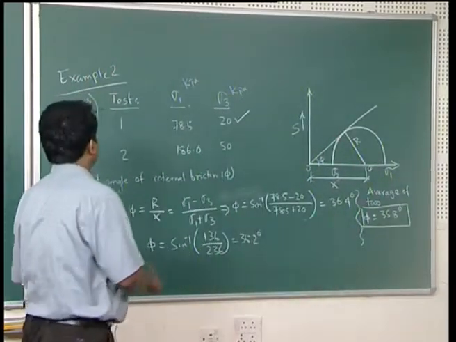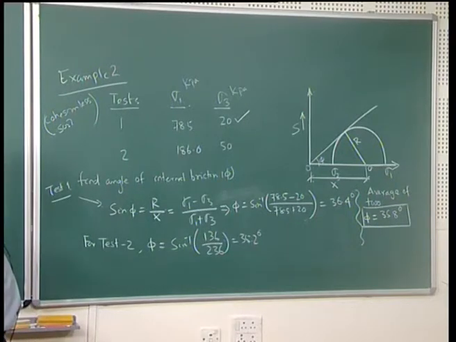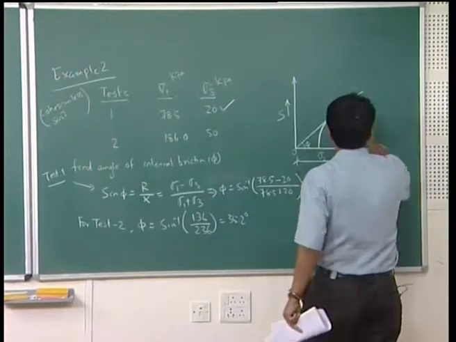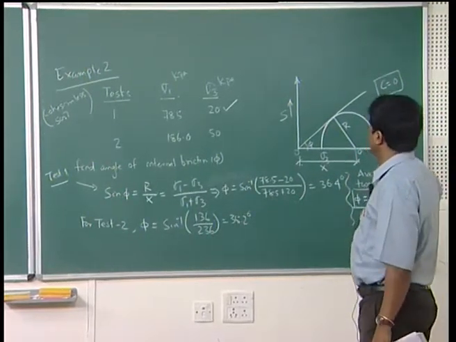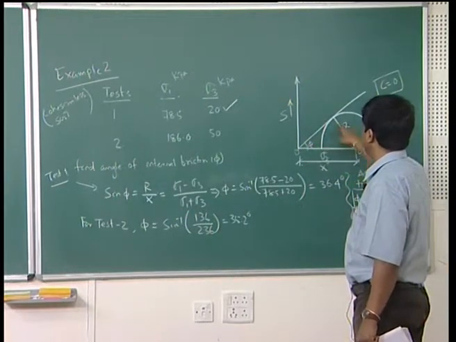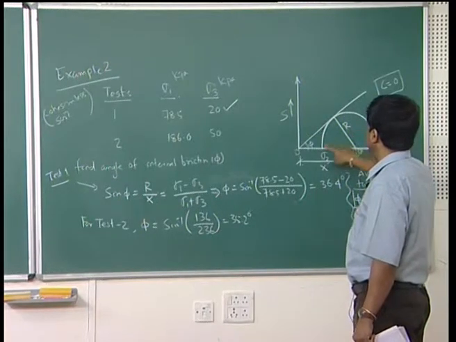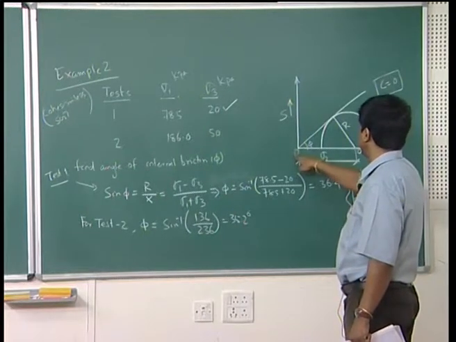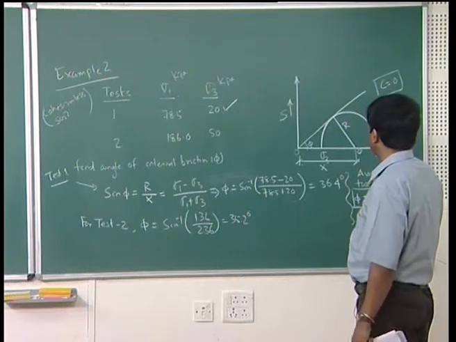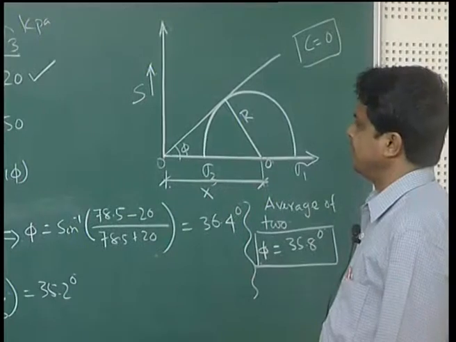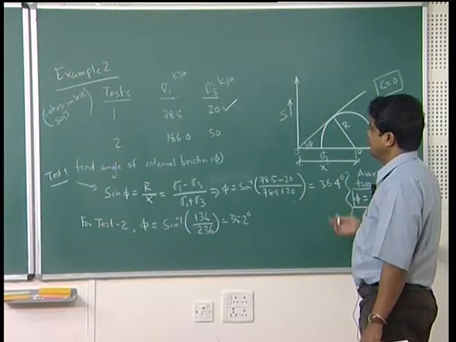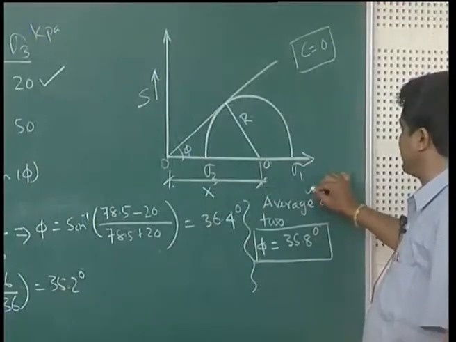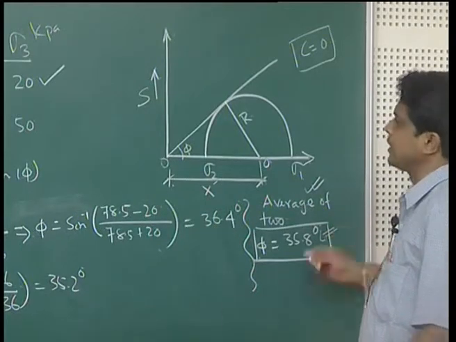In this case, as it is a cohesionless soil, once again I am repeating, if I draw a Mohr circle, the failure envelope will pass through the origin as C is equal to 0, cohesion is equal to 0. So that is why for test 1, sin phi is r by this. r is the radius of this Mohr circle and x is the distance from origin to O. That means it will be sigma 1 plus sigma 3 by 2. Then from there you can calculate the phi value for test 1 and test 2. With these two tests, you find the average value of the two, then report it. This is the internal friction angle of the soil.